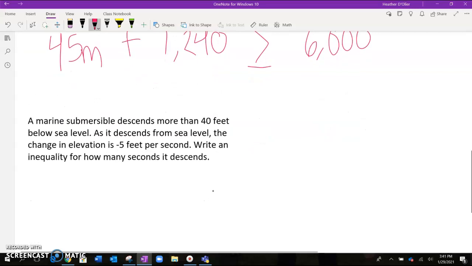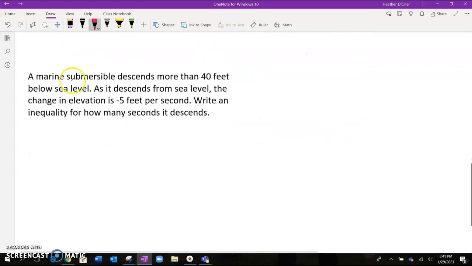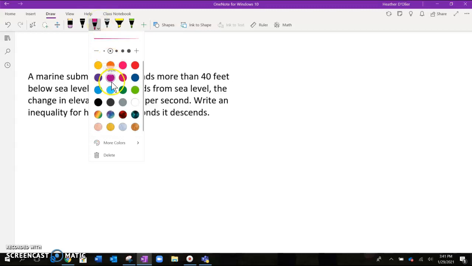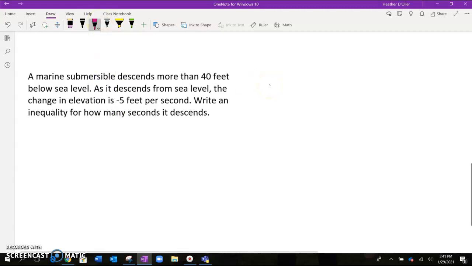And that was a 2-step. Maybe this one will be a 1-step. I don't know. All right, I want to try a different color, even though they're similar. So it says, a marine submersible, a submarine, descends more than 40 feet below sea level. As it descends from sea level, the change in elevation is -5 feet per second. Write an inequality for how many seconds it descends.